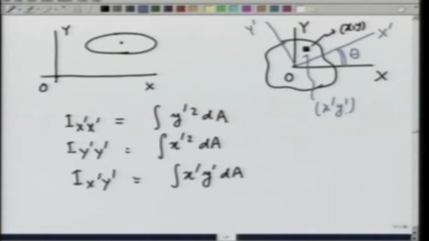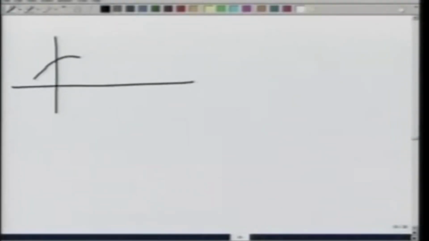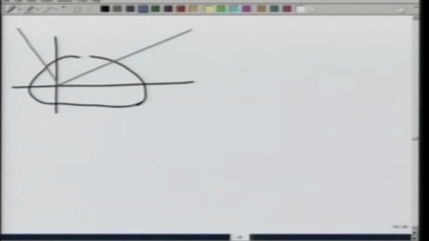We can find out the relationship of I x prime with those similar quantities in the unrotated frame by simple transformation laws of x and y coordinates. So let us do that now. What we are given is an area, and we wish to calculate its second moment of area and product of area with respect to a set of axes x prime, y prime when they are given in x and y.